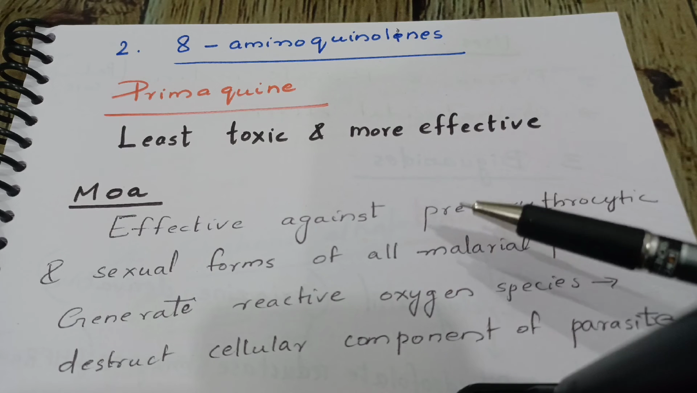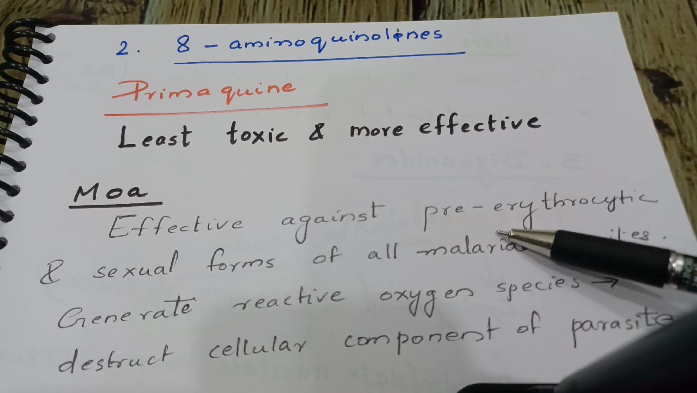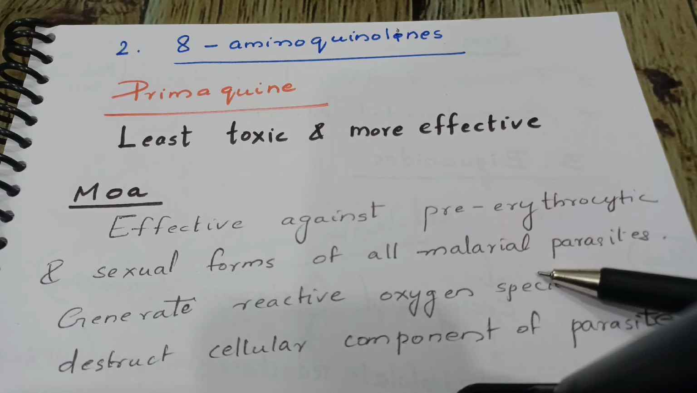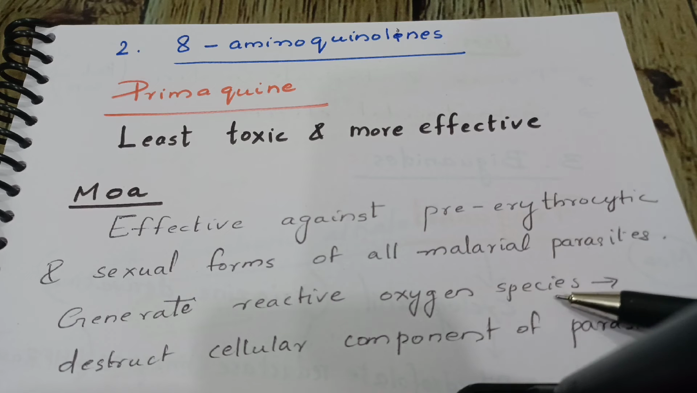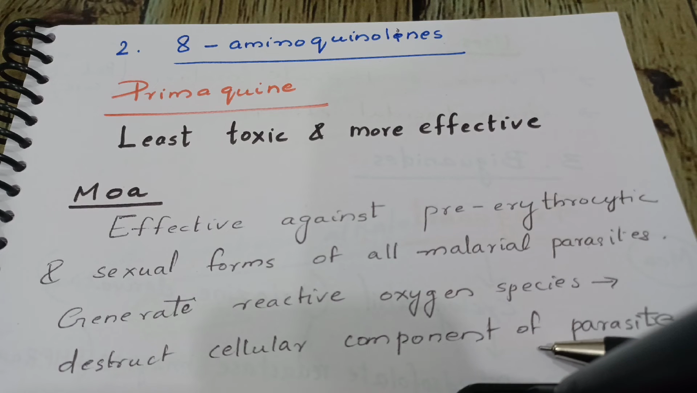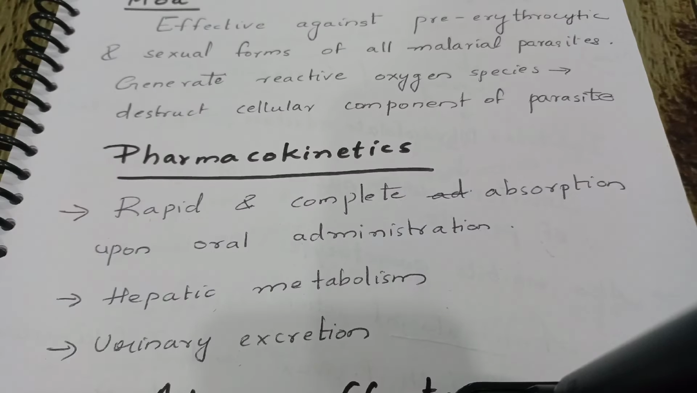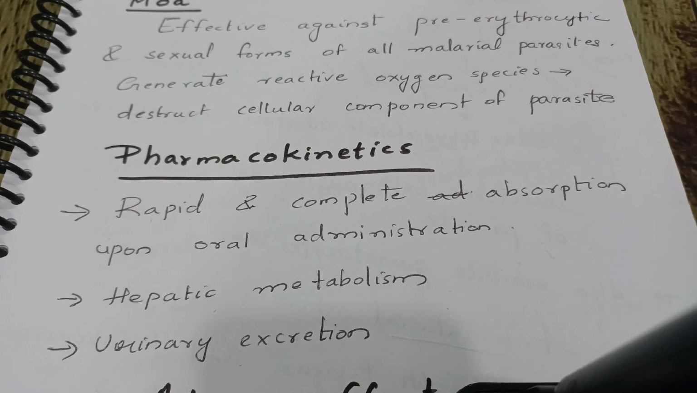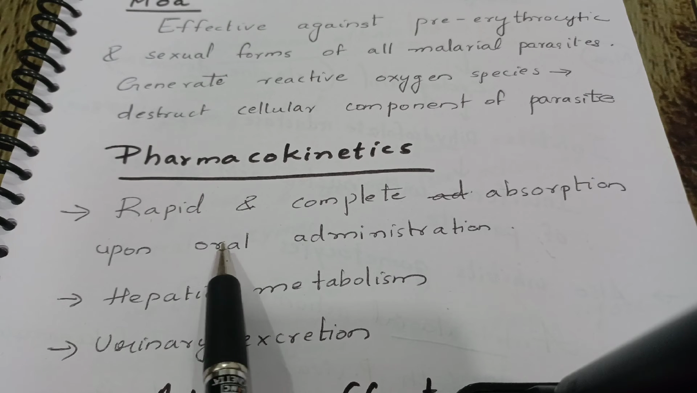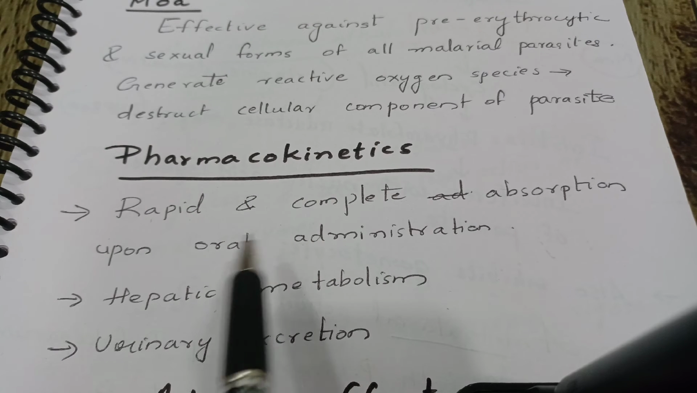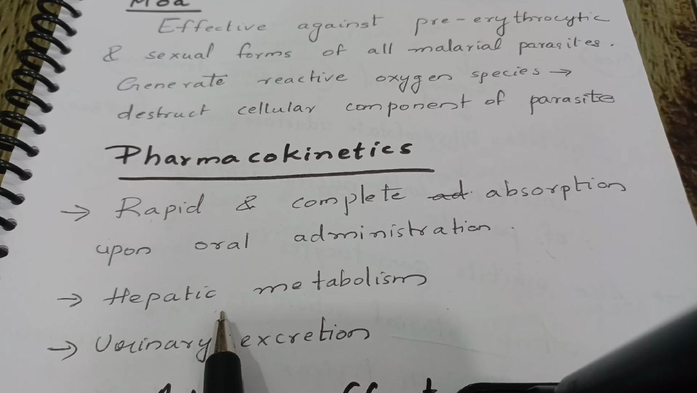Moving on to the mechanism of action, it is effective against pre-erythrocytic and sexual forms of all malarial parasites. Primaquine generates reactive oxygen species that destroy cellular components of the parasite. The pharmacokinetics of primaquine: they have rapid and complete absorption upon oral administration. Primaquine undergoes hepatic metabolism and urinary excretion.